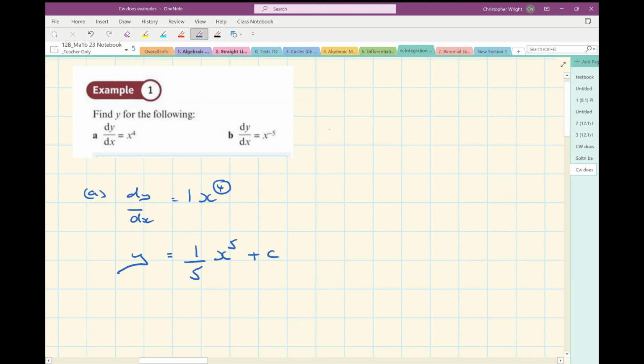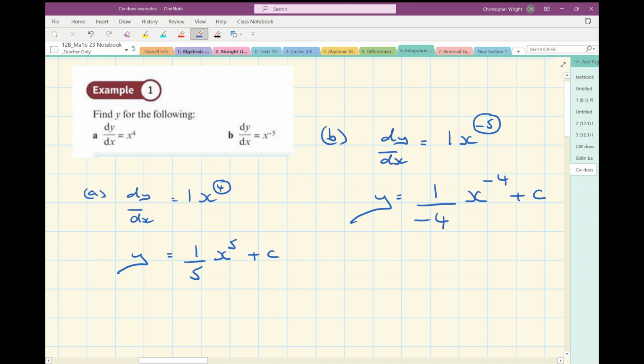Let's look at part B. I've got dy by dx equals x to the power of minus 5. So I'm going to write that as 1x to the power of minus 5 and show my coefficient. I'm going to add 1 to the old power, so my new power is minus 4. Divide my new power into the coefficient and give x to the new power. And don't forget your constant term.